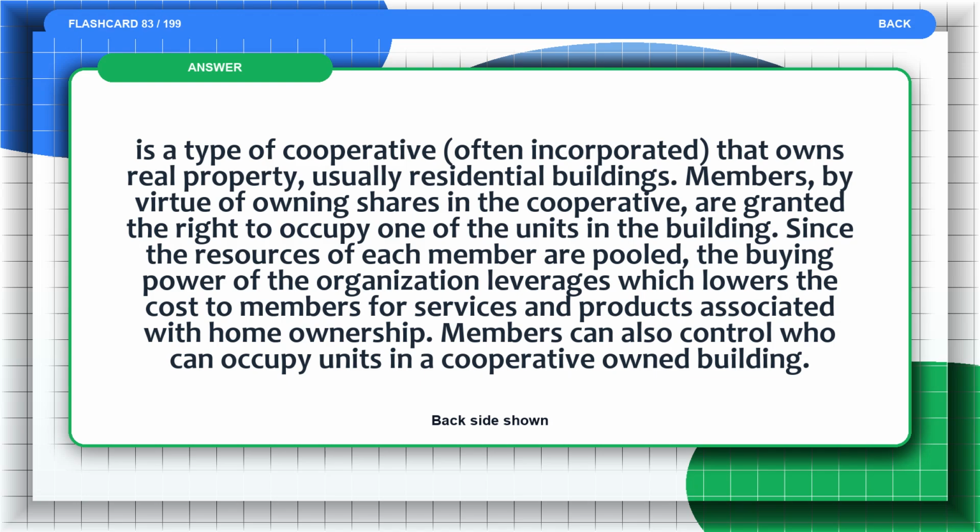The answer is a type of cooperative often incorporated that owns real property, usually residential buildings. Members, by virtue of owning shares in the cooperative, are granted the right to occupy one of the units in the building. Since the resources of each member are pooled, the buying power of the organization leverages, which lowers the cost to members for services and products associated with home ownership. Members can also control who can occupy units in a cooperative-owned building.